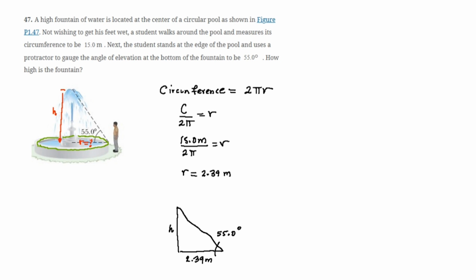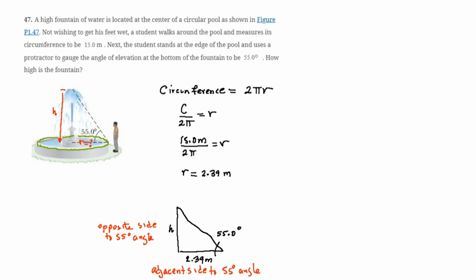So I know this side of 2.39 meters, that is the radius, is the adjacent side to the 55-degree angle. And this side of height h is the opposite side to the 55-degree angle.